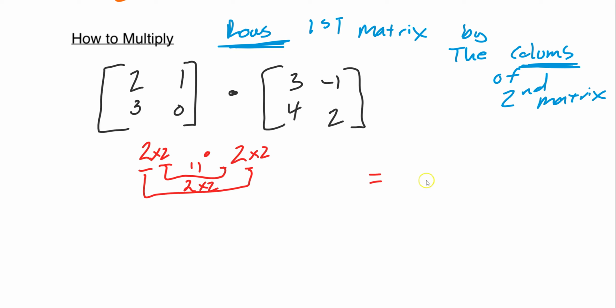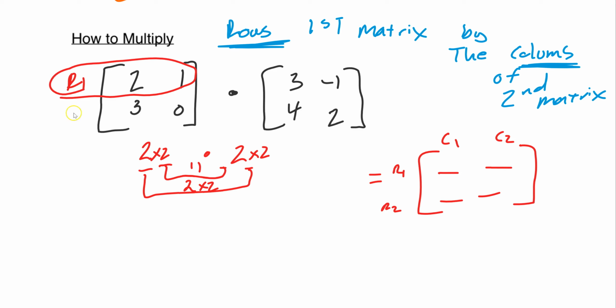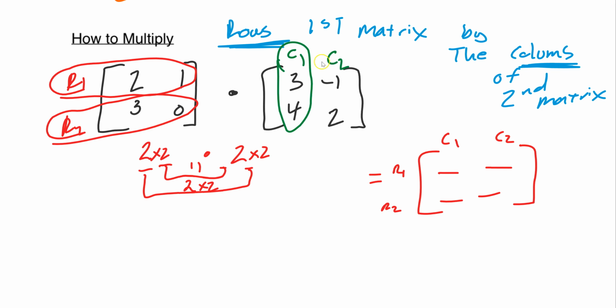What I like to do is actually draw out the 2 by 2. Here's my 2 by 2, right? Row 1, row 2, column 1, column 2. Okay, so let's multiply this. Remember what I said: it's rows of the first one. Here's row 1. Here's row 2. Times the columns of the second one. Here's column 1. Here's column 2.